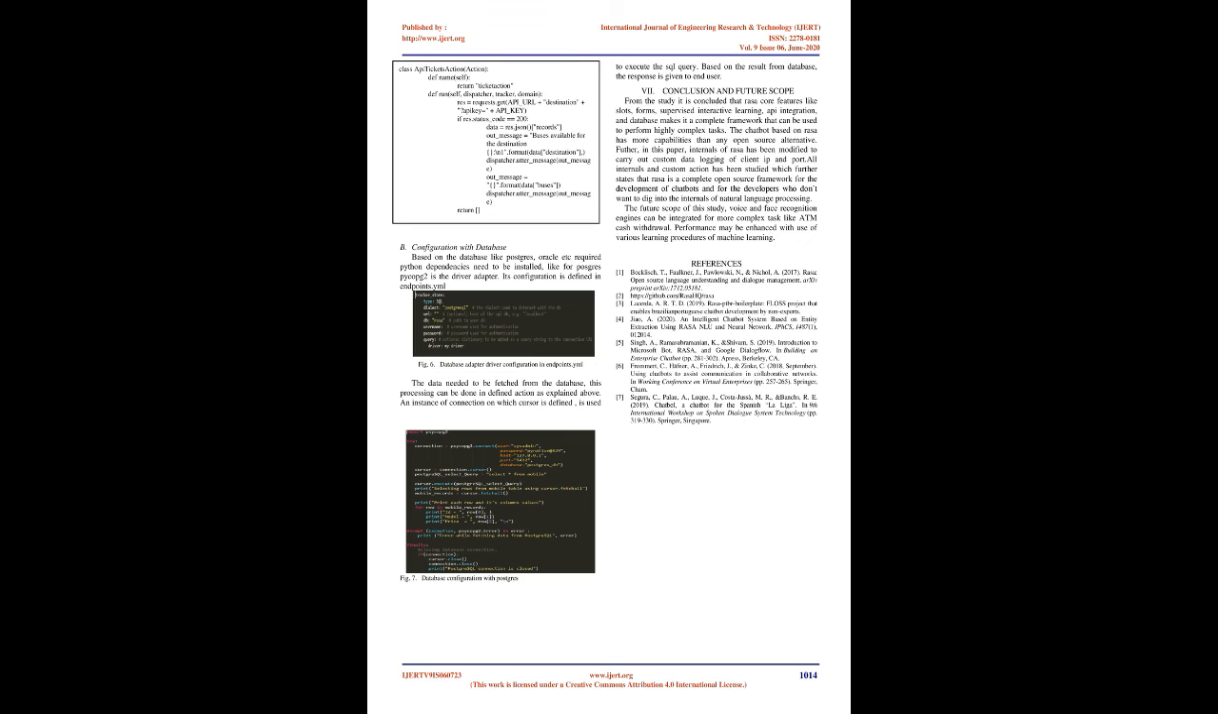class APITicketsAction: def name(self): return ticket_action. def run(self, dispatcher, tracker, domain): res = requests.get(API_URL + destination + API_key= + API_key). If res.status_code == 200: data = res.json()[records]. out_message = Buses available for the destination: {}.format(data[destination]). dispatcher.utter_message(out_message). out_message = {}.format(data[buses]). dispatcher.utter_message(out_message). return.